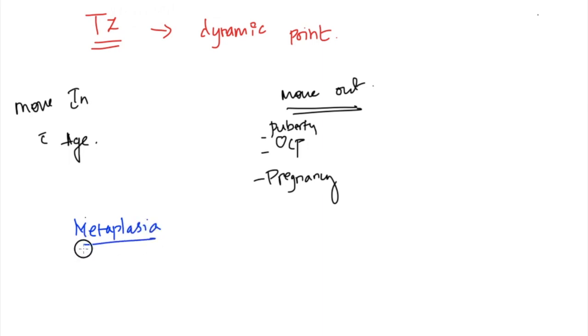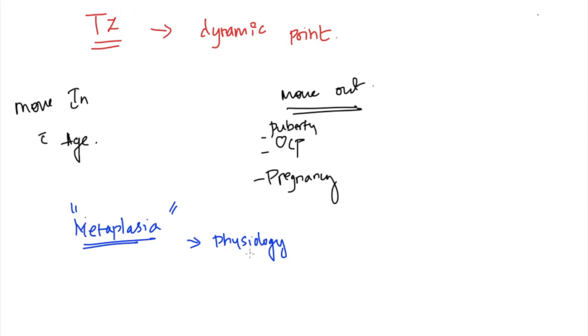And we know that metaplasia is not malignant, rather it is not pre-malignant. If the stimulus is persistent, it will become dysplasia, and then it becomes pre-malignant. So this phenomenon here is nothing but metaplasia, called squamous metaplasia. Is this physiological or pathological? This is physiological because it happens in every woman. It is seen in all females, so it is not abnormal.